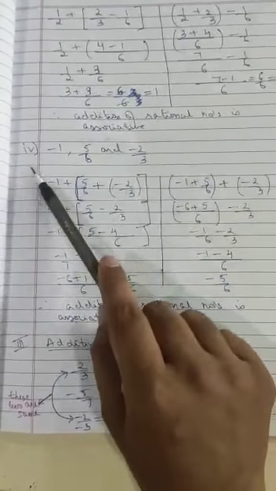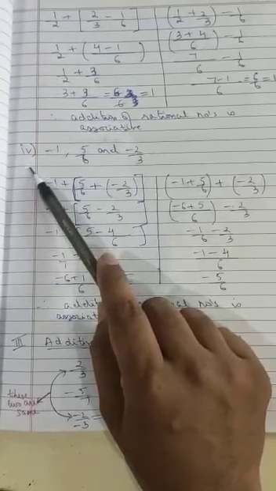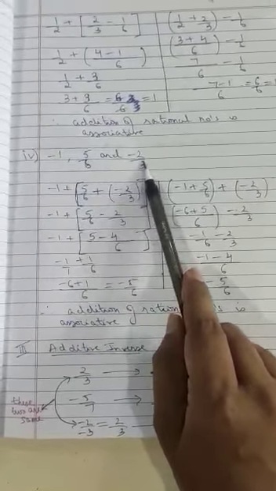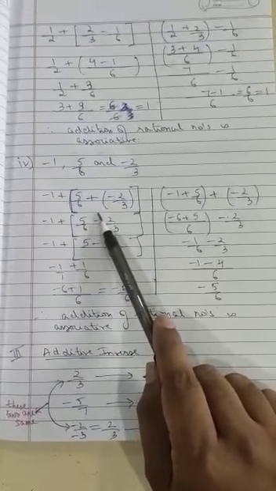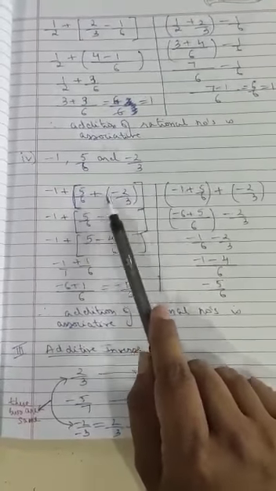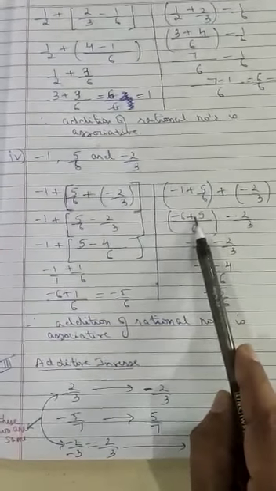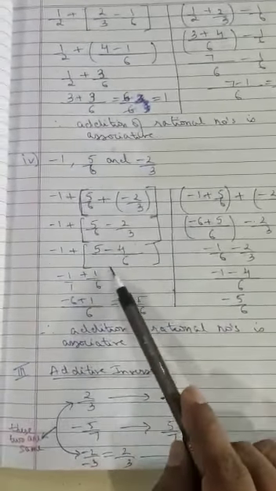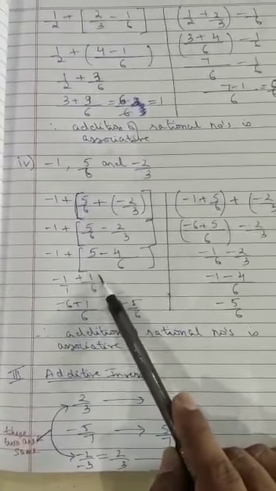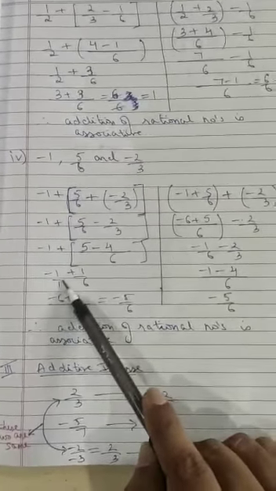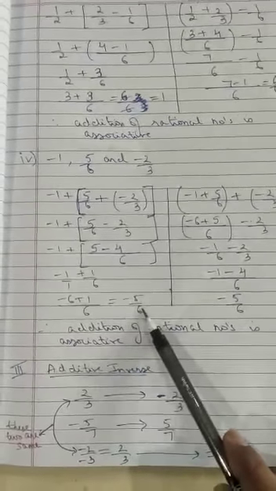Let's take another example, fourth part, question number 5. There are three rational numbers given to us. Again, just like in the previous case, we've taken the last two numbers together here, and here we have taken the first two numbers together in a bracket. On simplifying this we'll get 1 upon 6. Now we'll add this 1 upon 6 with minus 1, which will give us minus 5 upon 6 as the answer.